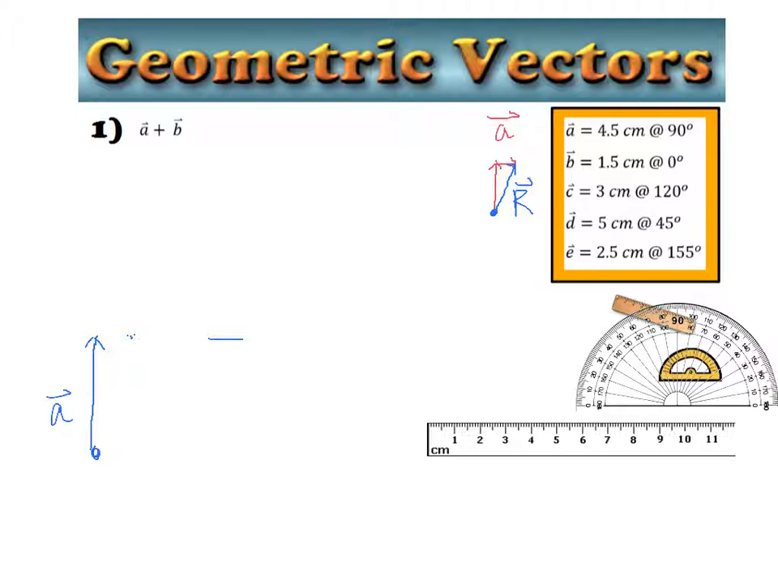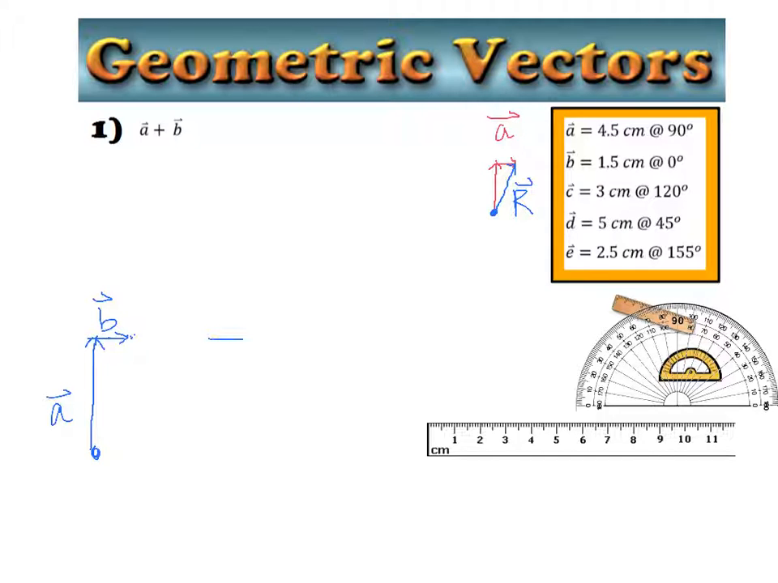Using your straight edge, I'm freehanding this, but you use your straight edge and draw it along and make it the right length and put the tip at the end and label it vector B. But ultimately what we want is the resultant, which is the start to finish line. There's a couple things that I'm going to do. I'm going to go ahead and draw the resultant first of all.